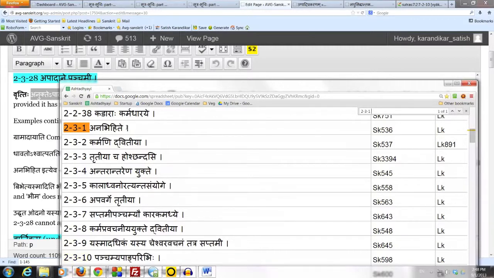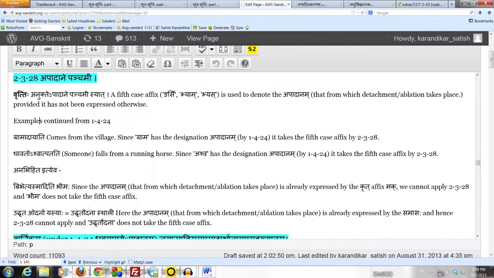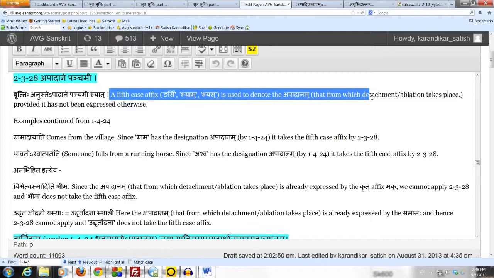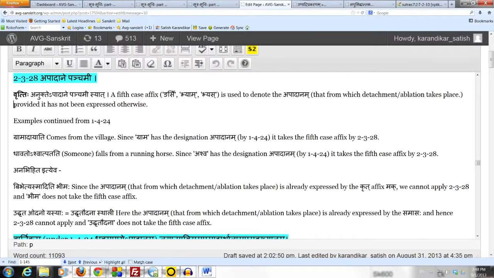That's why the Vritti says Anukte Apadane Panchami Syat, which simply means a fifth case affix, Nyasi, Bhyam or Bhyas, singular, dual or plural, is used to denote the apadanam, that from which detachment or ablation takes place, provided it has not been expressed otherwise. Ablation is a technical name used for detachment or separation. That is why the Panchami Vibhakti in the English grammar books is called the ablative case.